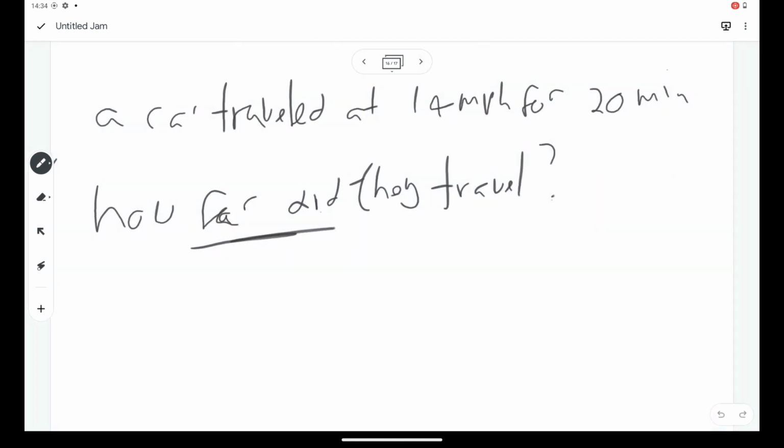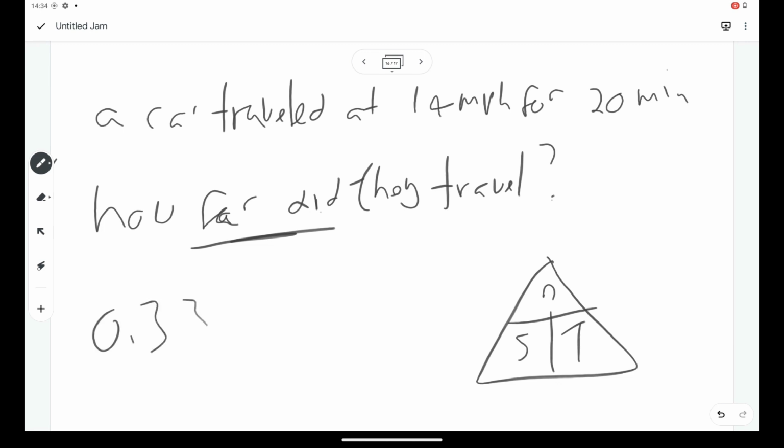Another example. So a car travels at 40 miles per hour for 20 minutes. How far did they travel? So again, let's draw this triangle. Speed, distance, time. 40 miles per hour for 20 minutes. Again, let's turn 20 minutes into an hour. So 20 divided by 60 is 0.33. And we are trying to work out how far did the car travel, so we're looking at distance.